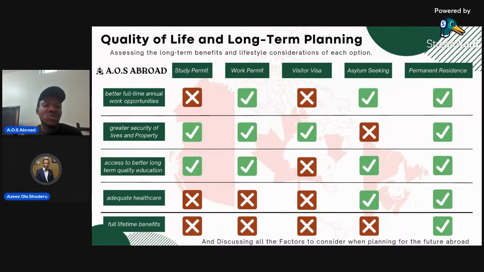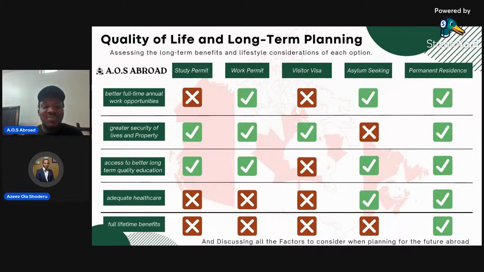You have greater security of lives and properties under the work permit route. You understand? You have access to better long-term quality education. If you want to school while you are working, you can do that. Many people do that by actually schooling online whilst they are working full-time. So you can do that as well. Adequate health care from the government may not be issued to you, but your employer can give you adequate health care depending on if your contract actually includes it.